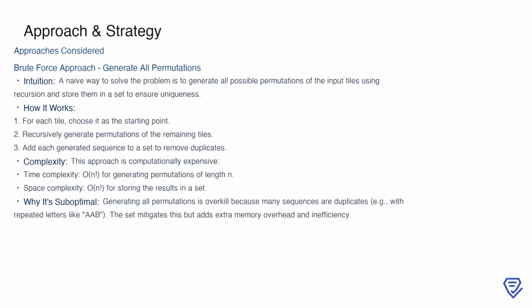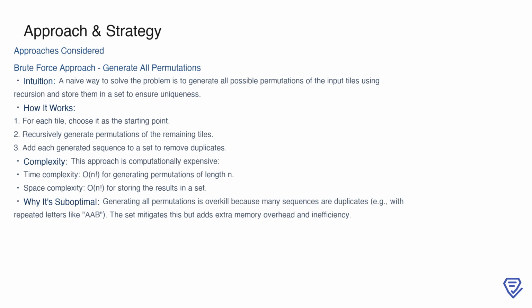To start with, we considered the brute force approach, which involves generating all possible permutations of the tiles. The intuition is straightforward. For every tile, you pick it as the starting point, recursively generate permutations of the remaining tiles, and add each sequence to a set to ensure uniqueness. While this method ensures that we account for all possible combinations, it is computationally expensive. The time complexity grows factorially, at O(n!), for a string of length n, and the space complexity is also O(n!), because we need to store the results in a set.